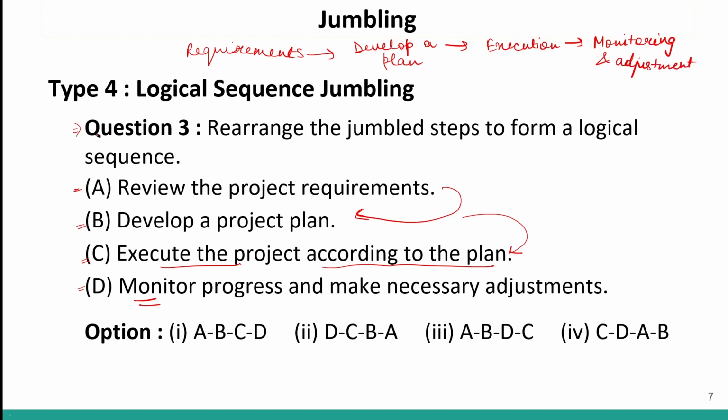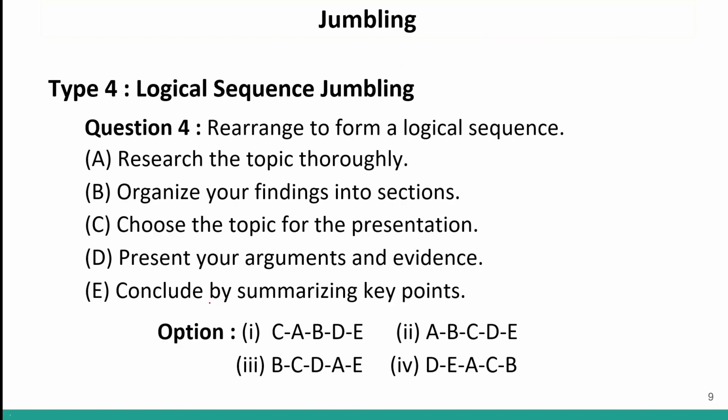So this is how we go. First, we checked what our requirements are. Based on those requirements, we created a plan. Then we started executing the plan. And once we started executing the plan, we will see that there are certain adjustments that need to be made, and we will also monitor our progress. So this will be the logical sequence, that is A, B, C, D. This is correctly arranged. So our answer will be option number 1, A, B, C, D.